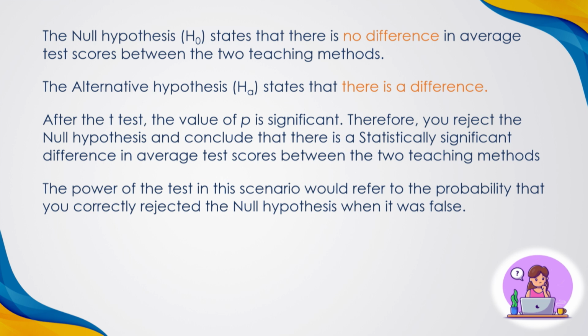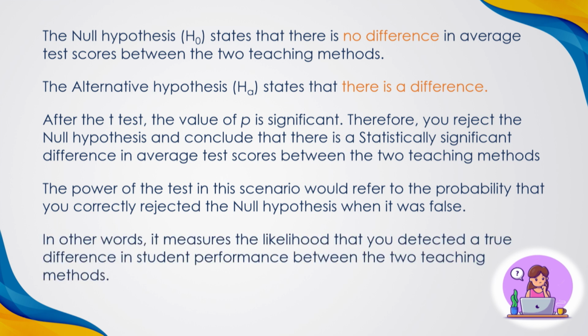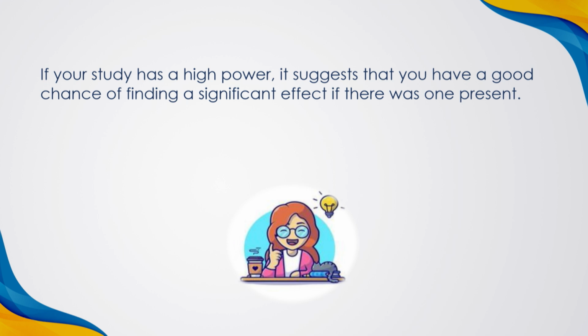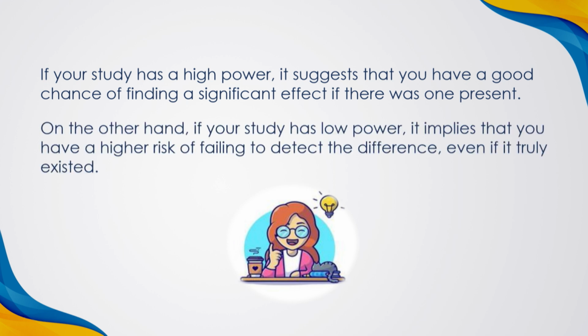The power of the test in this scenario would refer to the probability that you correctly rejected the null hypothesis when it was false. In other words, it measures the likelihood that you detected a true difference in student performance between the two teaching methods. If your study has a high power, it suggests that you have a good chance of finding a significant effect if there was one present. On the other hand, if your study has a low power, it implies that you have a higher risk of failing to detect the difference even if it truly existed.